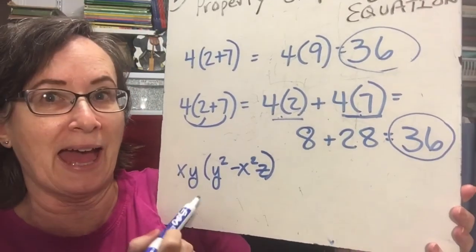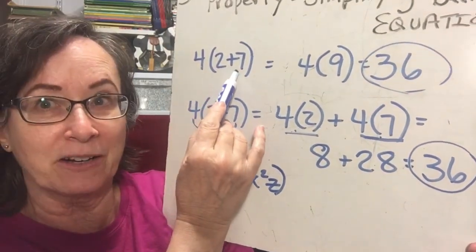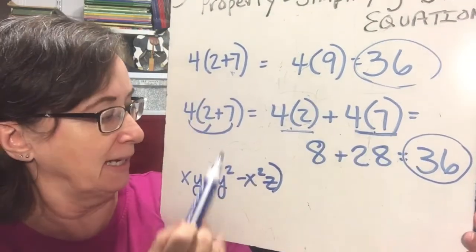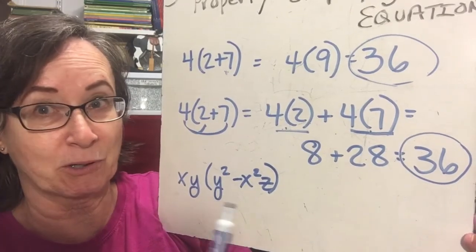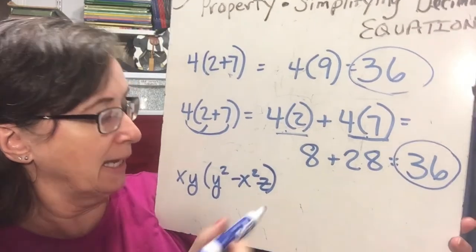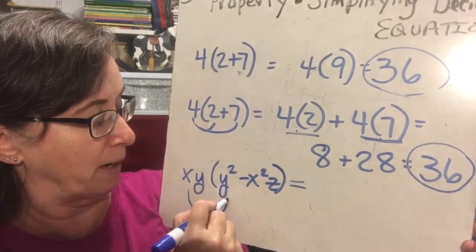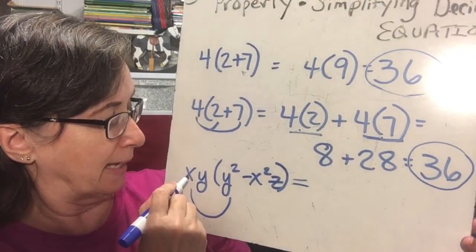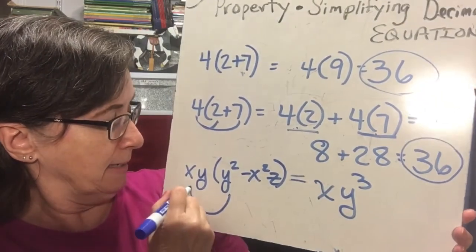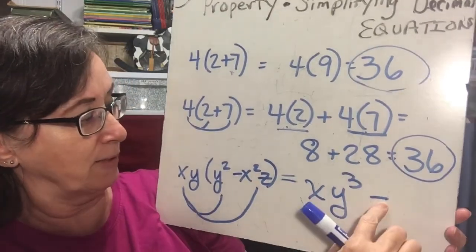So here we have some more complicated problems, and unlike here where we could follow the order of operations and add first, here we cannot subtract. So we have to do the distributive property, and that is simply xy times y squared, which will be xy cubed. And then we keep the sign because positive times a negative is a negative.